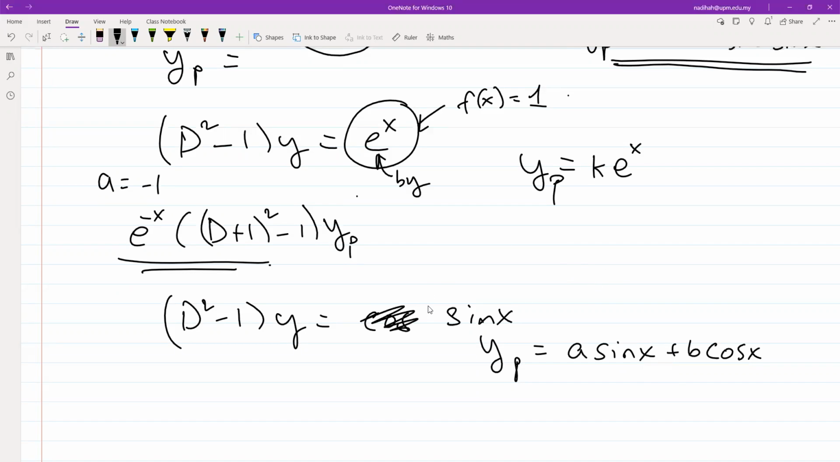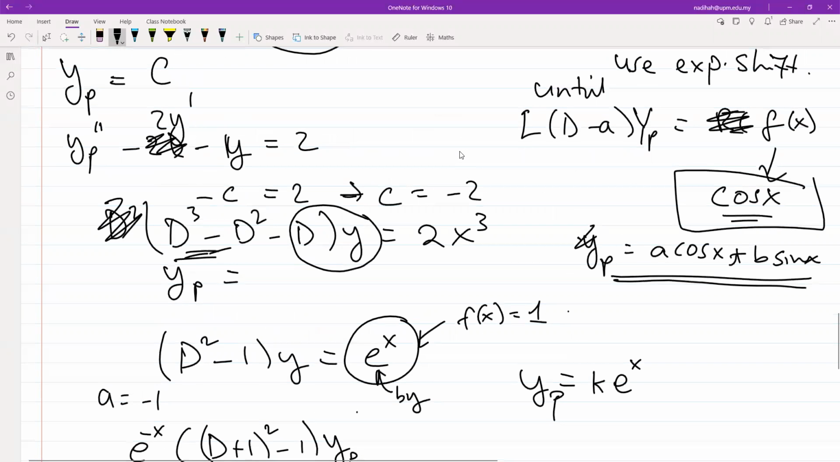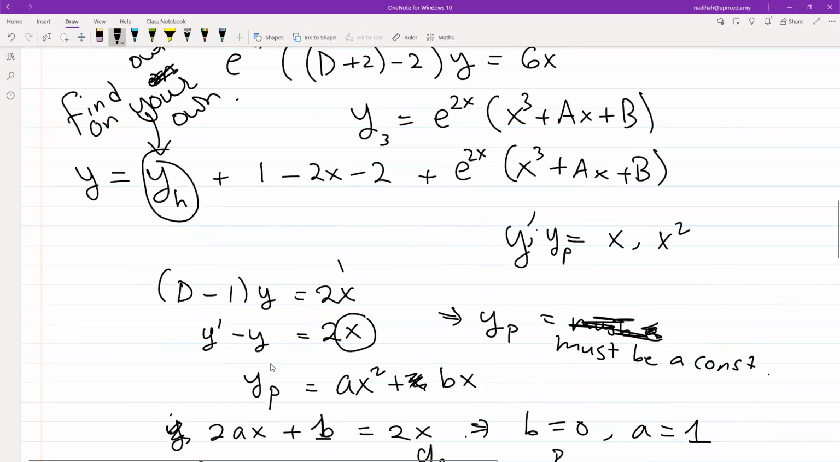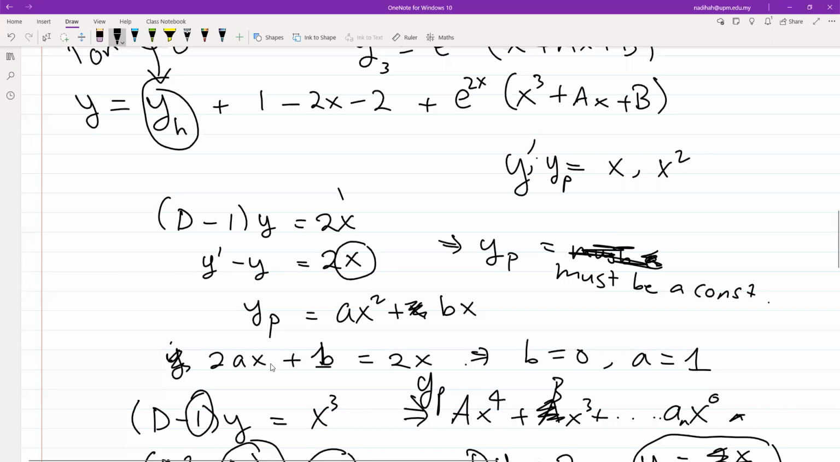Doktor, yang atas tadi tu, doktor ada tulis dia tak ada derivative. Di mana? Yang ni? Atas lagi. This one. Yang ni? Kan dia tak ada derivative. Bukan patutnya dia jadi AX tambah B je ke? YP dia.